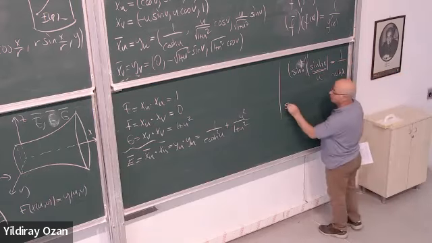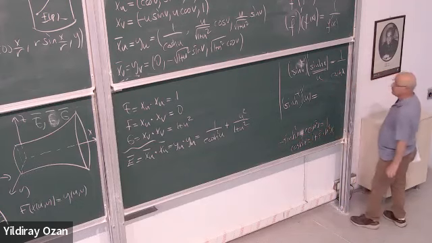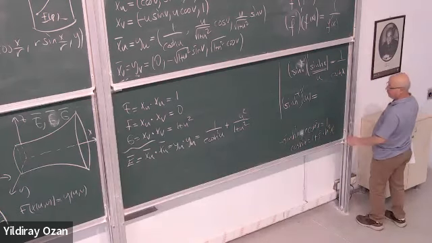Sin hyperbolic x squared plus cosine hyperbolic x squared is 1, right? So if this is u, then cosine hyperbolic x is just the square root of 1 plus sinh x squared. If this is u, then this is the square root of 1 plus u squared.